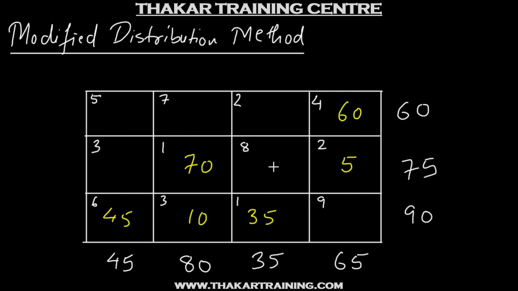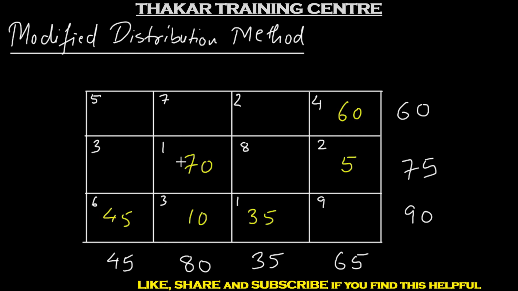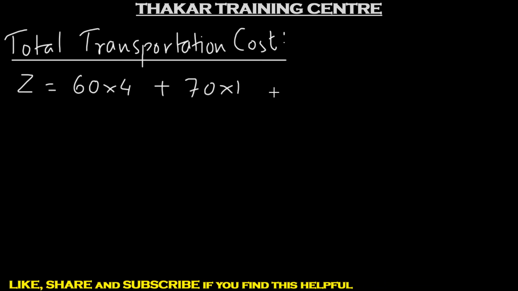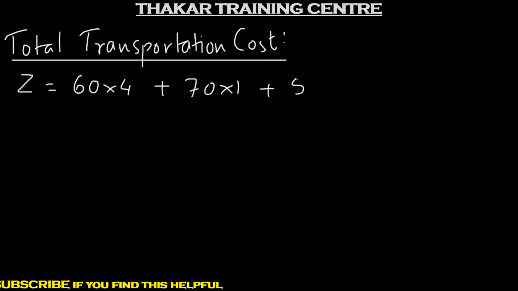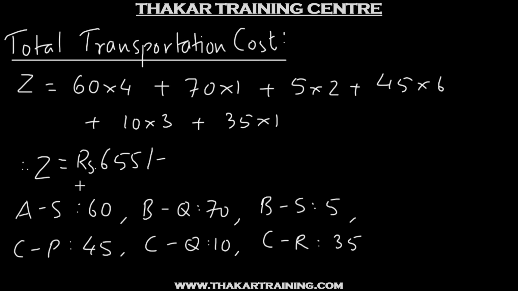So let's now find out what is the total transportation cost associated with this solution. So it will be Z equal to 60 into 4 plus 70 into 1 plus 5 into 2 plus and so on. So we get this as 655 and let's say this is rupees. So we have the total transportation cost is rupees 655 and these are the allocations. So we have obtained a total transportation cost of rupees 655.